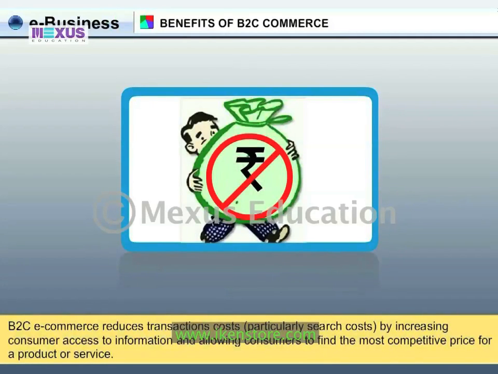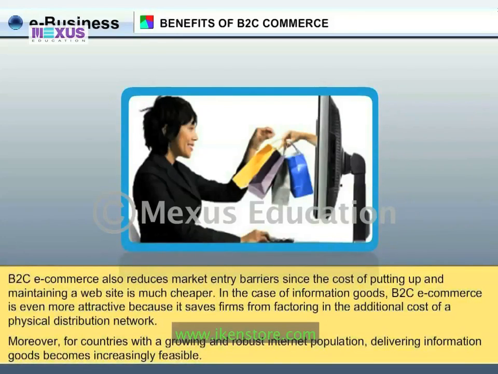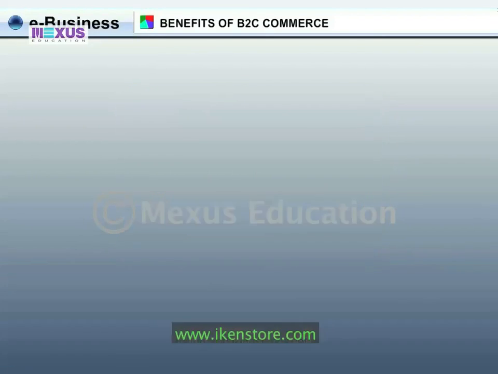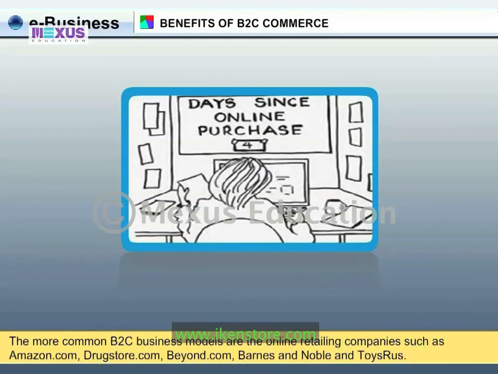B2C e-commerce reduces transaction costs by increasing consumer access to information. It also lowers market entry barriers, since the cost of putting up and maintaining a website is much cheaper. The more common B2C business models are the online retailing companies such as Amazon.com, Drugstore.com, Beyond.com, Barnes & Noble and Toys R Us.